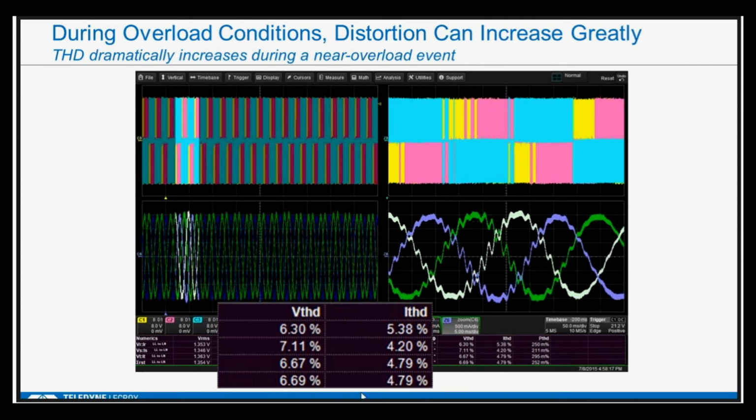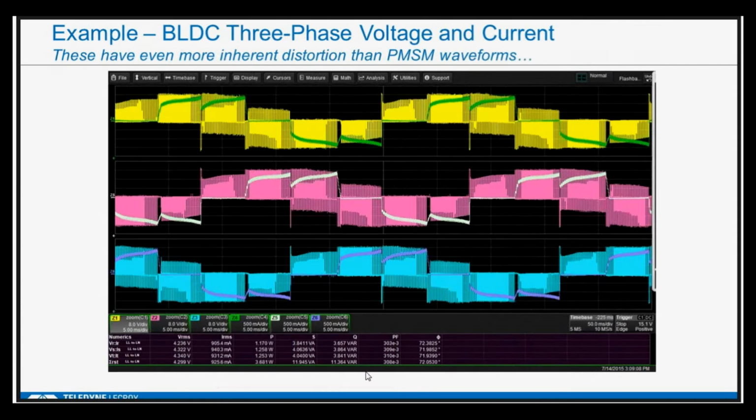You can actually see that if I were to calculate THD on the current and on the voltage right here, on these quantities, I could see that the distortion went from roughly 1 or 2% to more than 5% at this point. This is the brushless DC waveform.